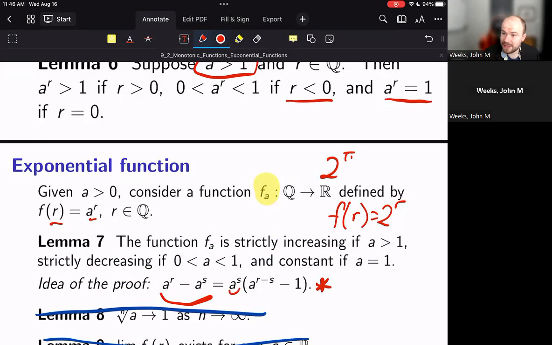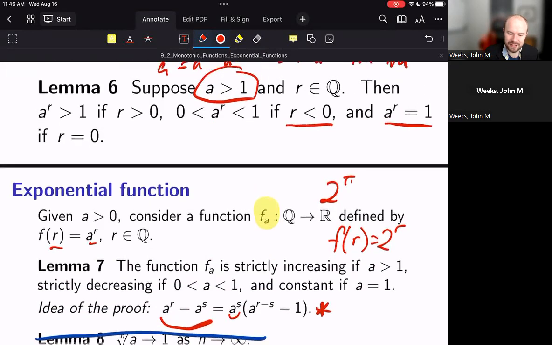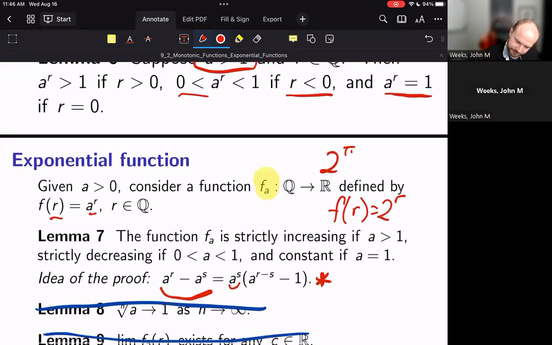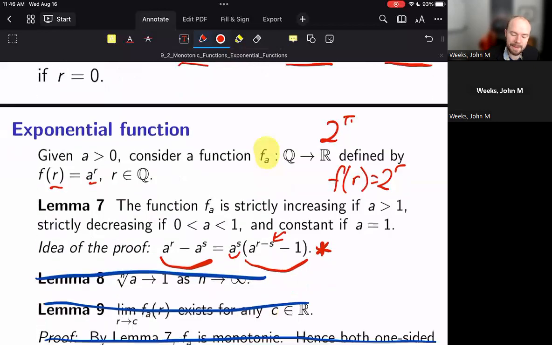A to the s I know is always positive whenever I'm taking a look at whatever this value is. We always know that a to any power, thanks to lemma 6 here, is going to be at least positive. And then we have a to the r minus s minus 1. Since r is greater than s, this value right here is going to be something that is greater than 0, and hence a to the r minus s is greater than 1. So if I subtract 1 from it, this is still positive. This value right here is still positive. So all of that stuff put together gives me that this thing is going to be a positive value.